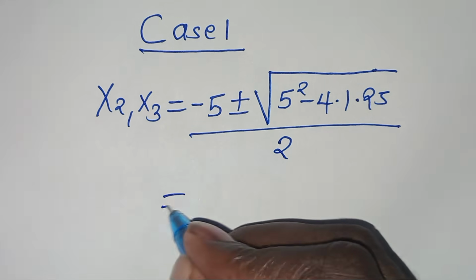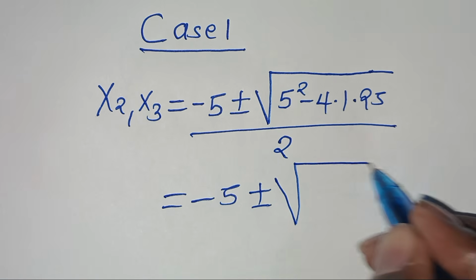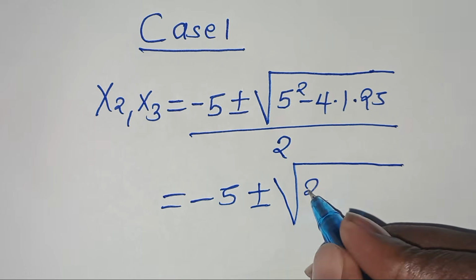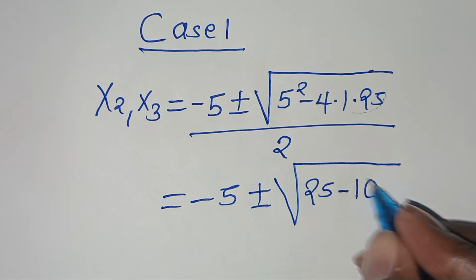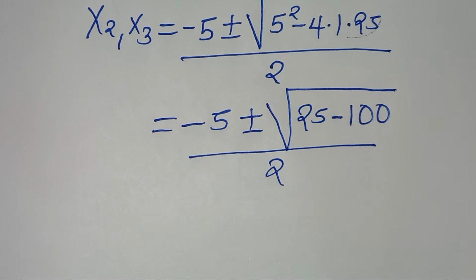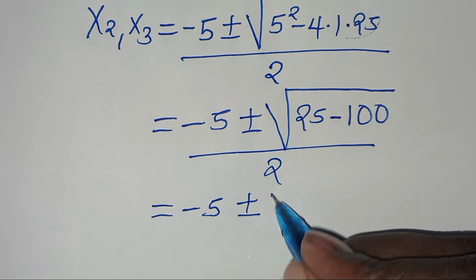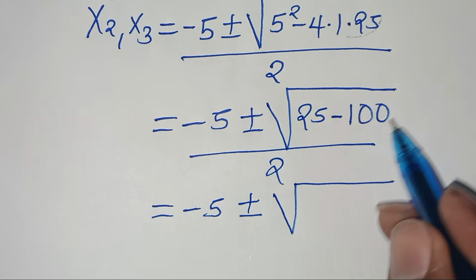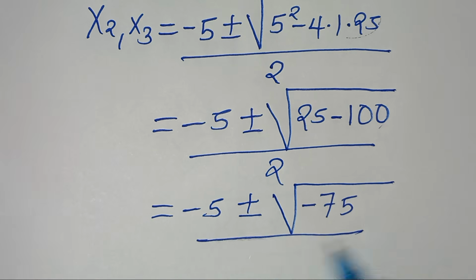Now here we have negative 5 plus or minus the square root of 5 squared, which is 25, minus 4 times 25, which is 100, divided by 2. So this means we have negative 5 plus or minus the square root of 25 minus 100, which is negative 75, divided by 2.